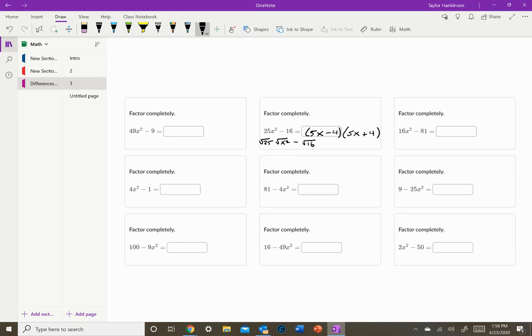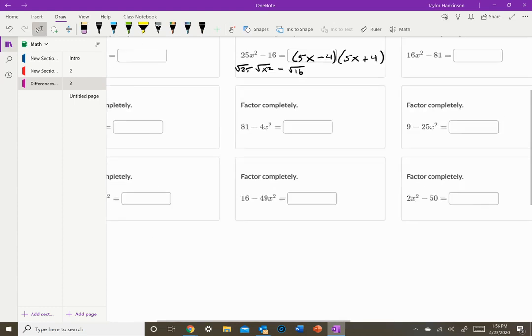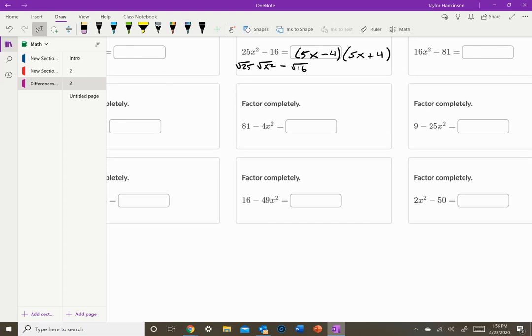Let me go down to this one right here. So, the square root of 16 minus the square root of 49 times, and you could put the multiplication sign there, but you don't have to. Up here I didn't put it, and it's still being multiplied. The square root of 16 is 4, the square root of 49 is 7, and the square root of x squared is x. So I have 4 minus 7x. I know my other one is going to need to be 4 plus 7x.